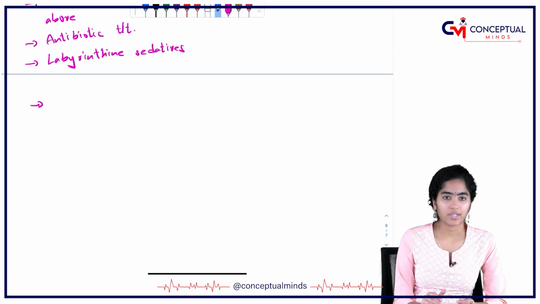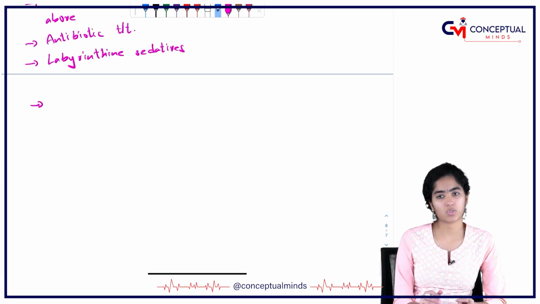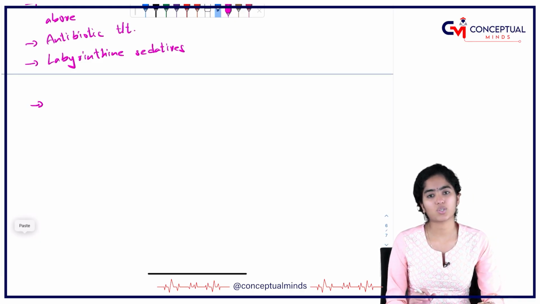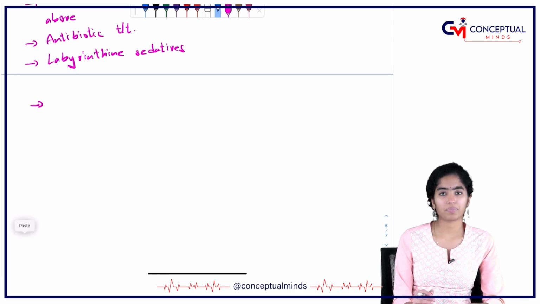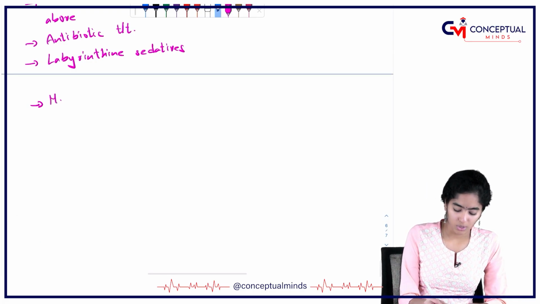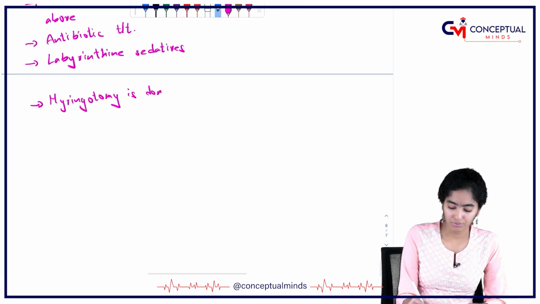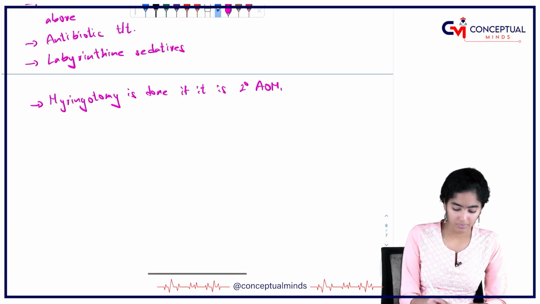Coming to surgical treatment, we have to do a myringotomy if the labyrinthitis has followed acute otitis media with vertigo and there is bulging of the tympanic membrane. Doing a myringotomy, we can drain all the pus and there will be relative relief to the patient. And whatever pus is obtained is sent for culture and sensitivity to guide antibiotic therapy. Myringotomy is done if it is secondary to acute otitis media.